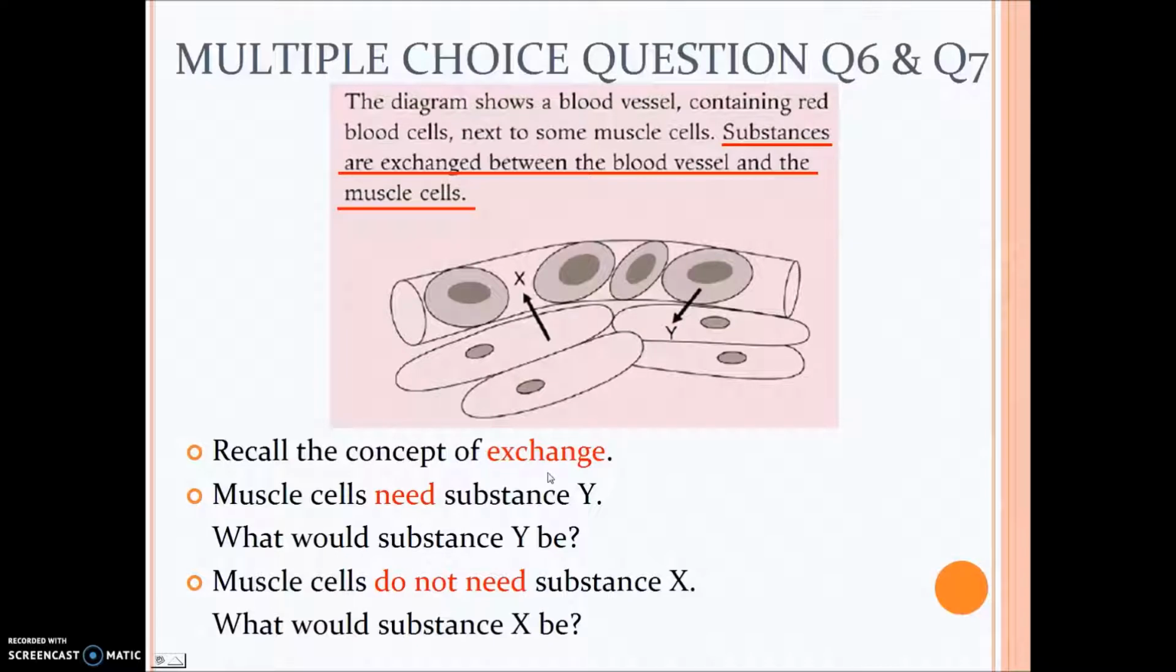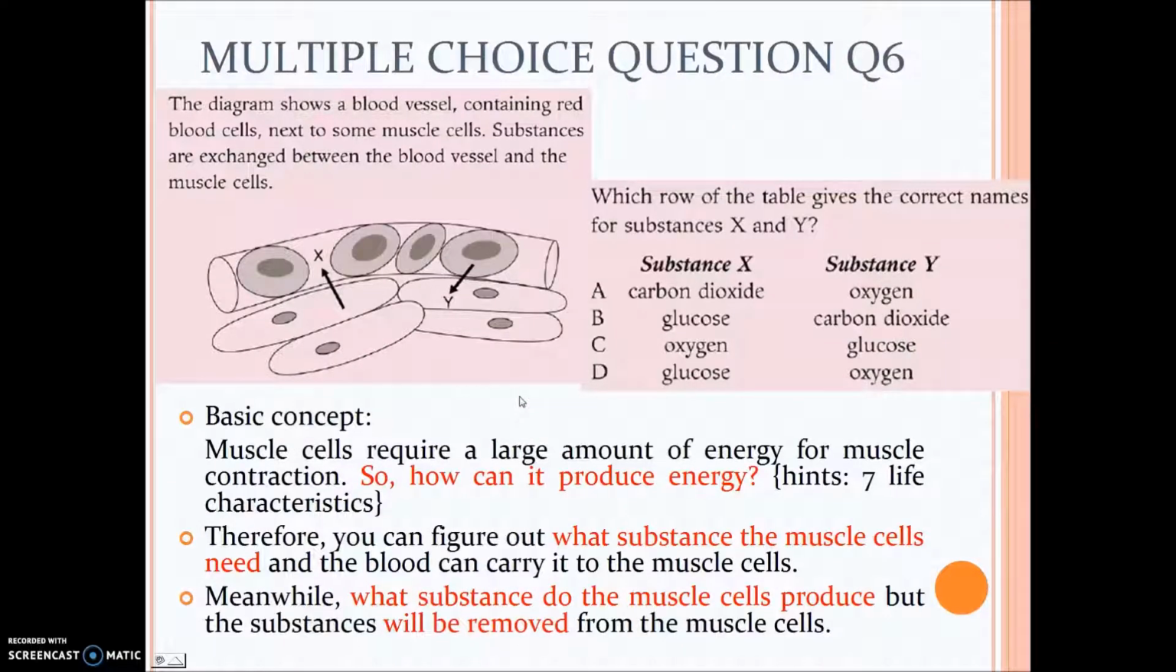It is exchange. So what you need to think about is that muscle cells need substance Y. So what would substance Y be? And the muscle cells do not need substance X, so they are removed, right? So what would substance X be? In this case, question 6 asks about what are substance X and Y. So refer to the previous slide.